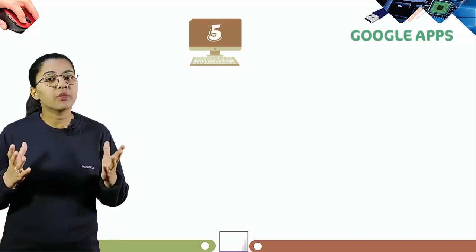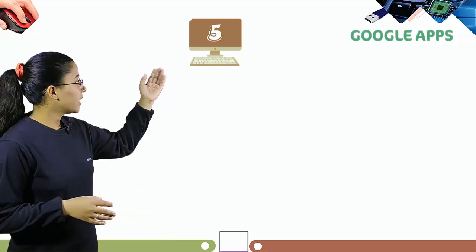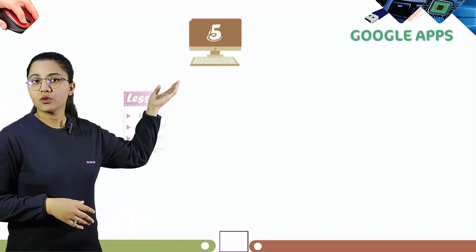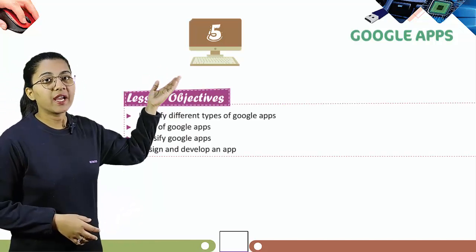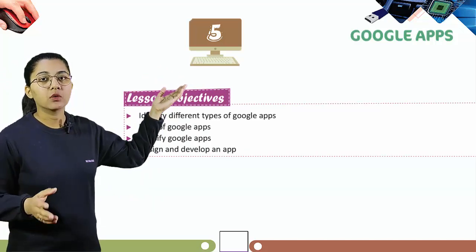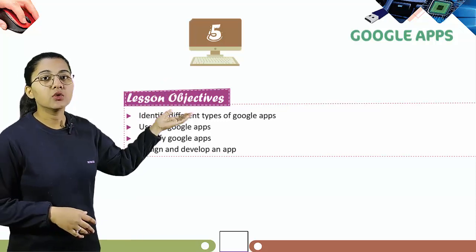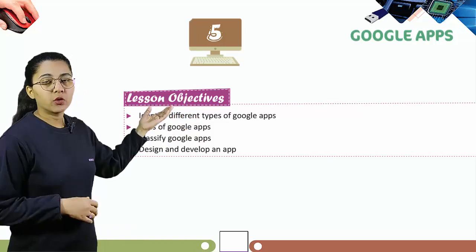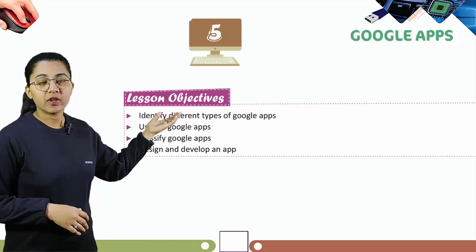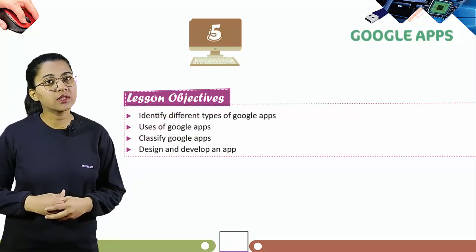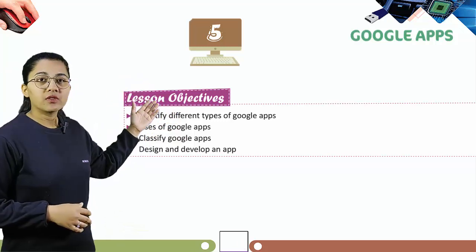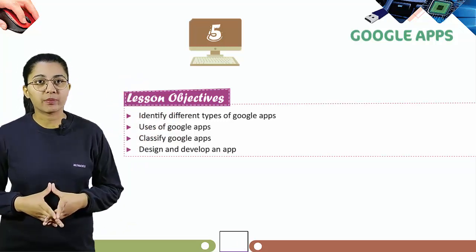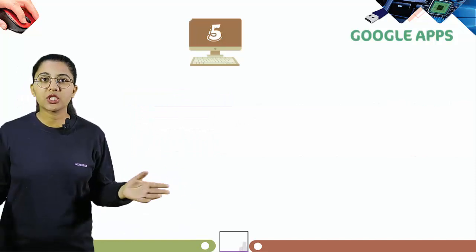So students, before we start our chapter, we have some lesson objectives. First, identify different types of Google Apps. Second, uses of Google Apps. Third, classify Google Apps. Fourth, design and develop an app. These are some points we are going to discuss in our chapter. So students, let's start our chapter.